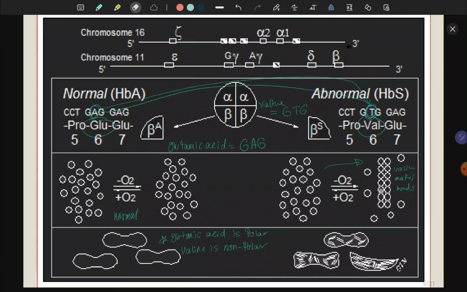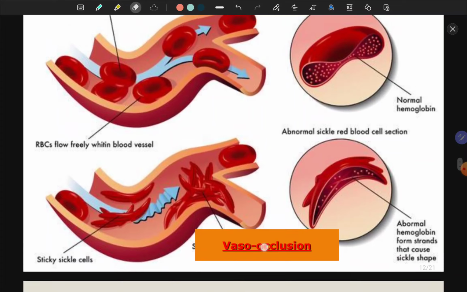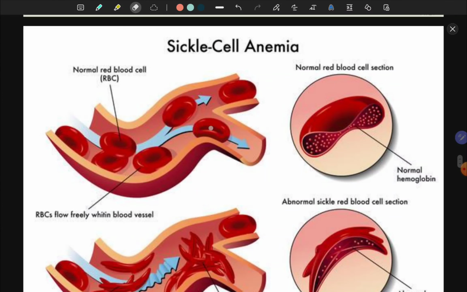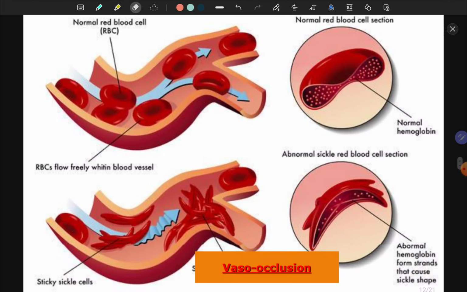Upon deoxygenation, if this is an RBC with a biconcave shape and the hemoglobin is like this, it will be compressible and there is no problem. But if the hemoglobin is arranged in the form of strands, this would affect the shape of the red cell. It wouldn't be a biconcave shape; it becomes a sickle shape, elongated, because of the polymer strands.